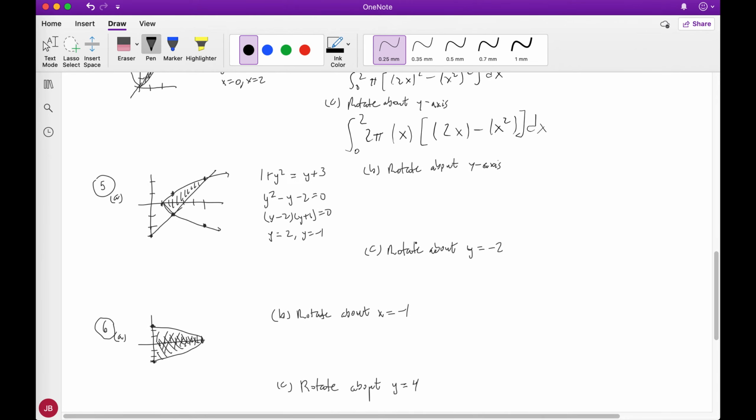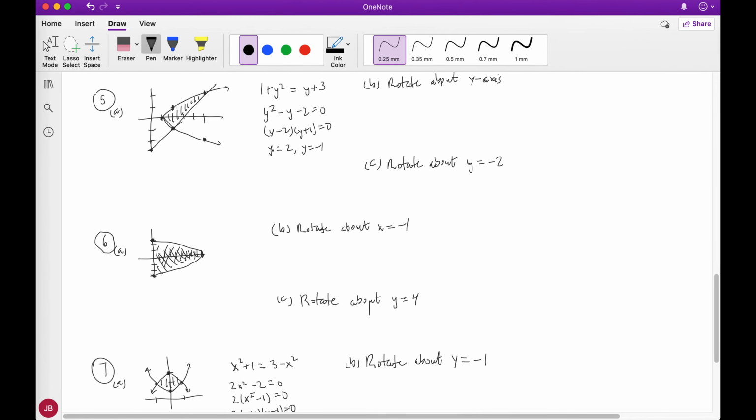Okay, number 5. Well, here is the graph of 1 plus y squared. It's the sideways parabola. And the graph of y plus 3 is this line, x equals y plus 3, I should say. They meet at y equals 2 and y equals minus 1. I'm having some deja vu, so maybe this was on a homework or something like that. If we're going to rotate this about the y-axis, this is a vertical axis, everything in terms of y, so you need disk washer method. So first we need an A of y function.